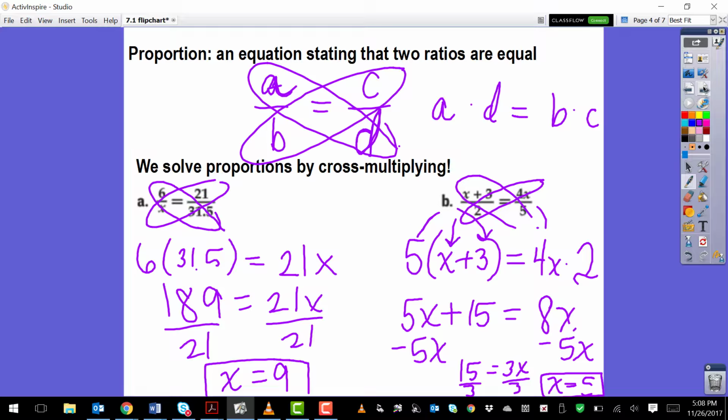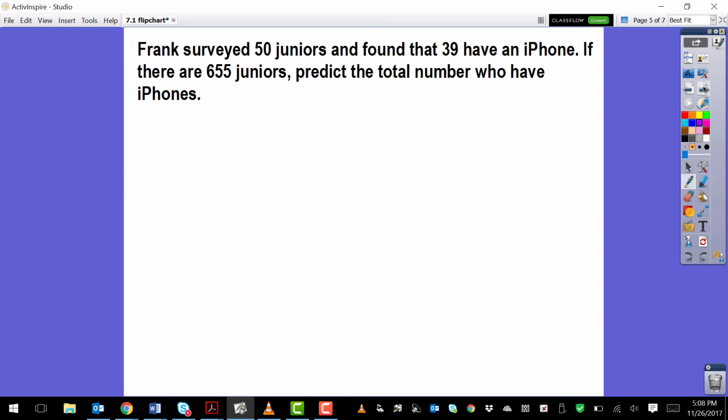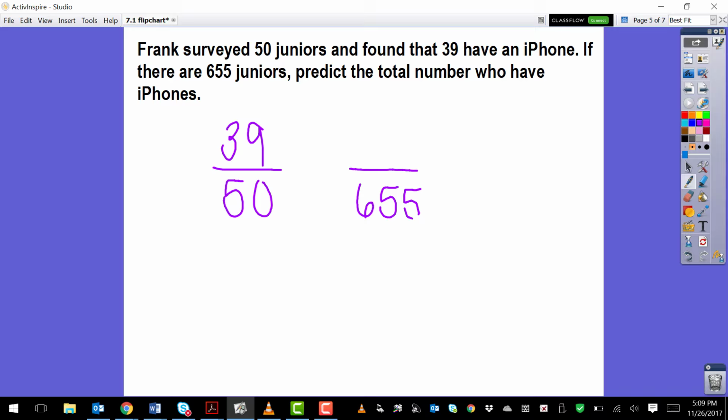So here's an example of how we might use a proportion in a real life situation. Frank surveyed 50 juniors and found that 39 of them have an iPhone. If there are 655 juniors, predict the total number who have iPhones. So if 39 have iPhones out of a total of 50 juniors. If there's a total of 655 juniors, how many have iPhones? That's our unknown. That's x.